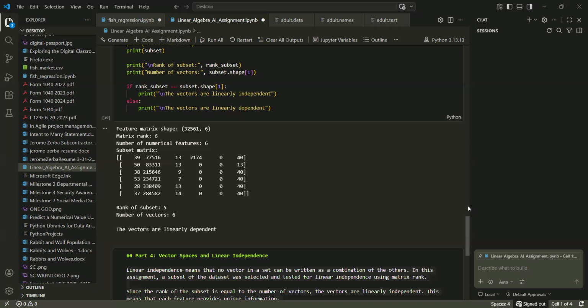To conclude, this assignment helped me understand how linear algebra is used in AI matrix operations. Transpose, inverse, rank, and linear independence are all important for working with data and building machine learning models.